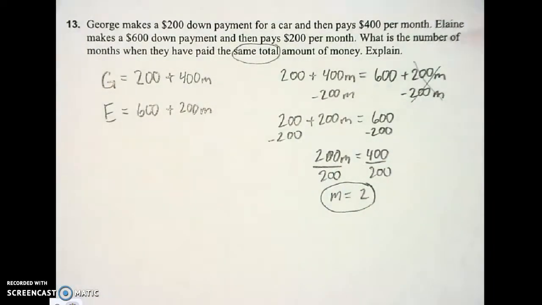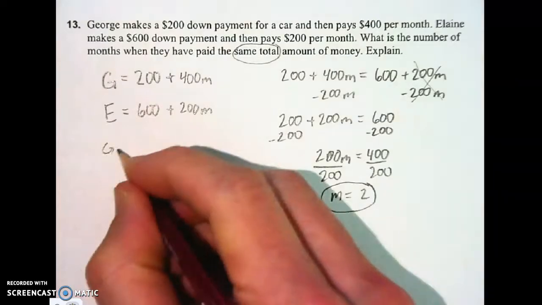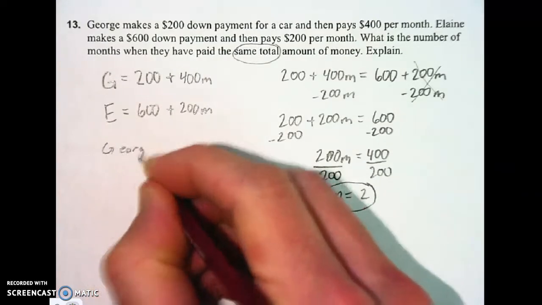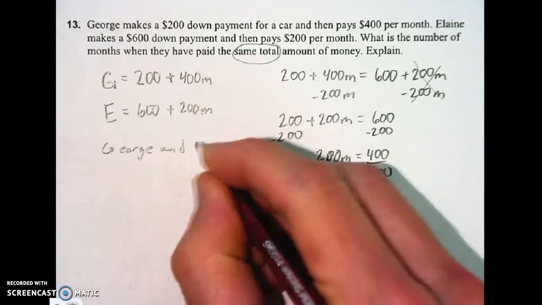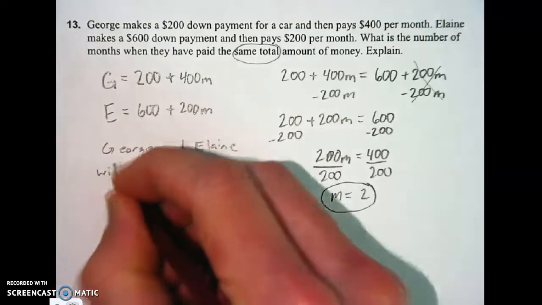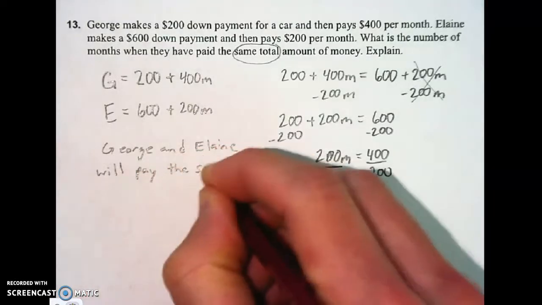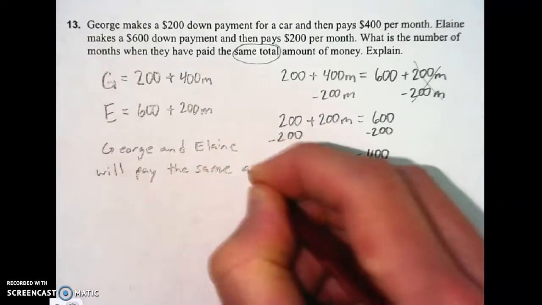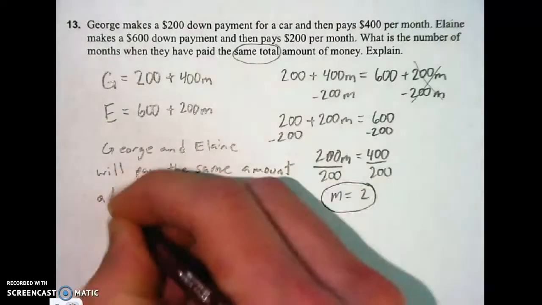It wants us to write a little something. It wants to know, what is the number of months that you will pay? Since this is a story problem, I'm going to answer this with words. George, make sure I spell George right, and Elaine will pay the same amount at 2 months.